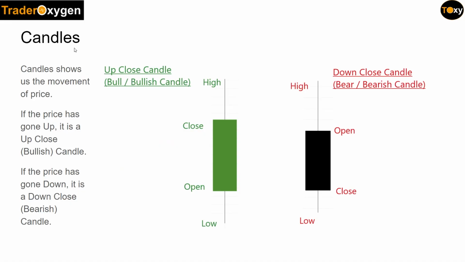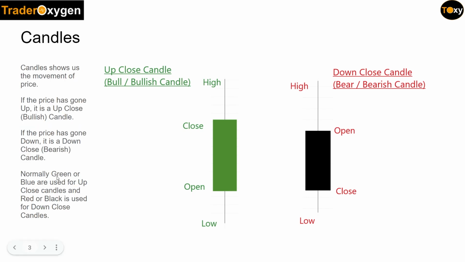So what are candles? Candles show us the movement of price because we are trading instruments and they have a price and the price moves. If the price has gone up, it is an up close candle. If the price has gone down, we call it a down close candle. For example, this green candle is an up close candle. This black candle is a down close candle.